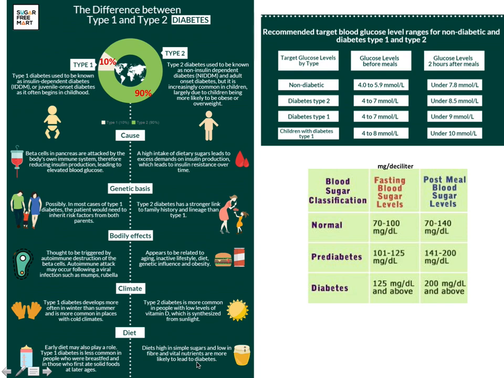Now here in this chart, it is shown what the normal glucose level in the blood should be. In a normal person, the blood sugar level should be 70 to 100 milligram per deciliter during fasting, and after taking a meal it should not go beyond 140 milligram per deciliter. However, in a diabetic patient during fasting the level goes up to 125 mg per deciliter, and after the meal it can reach 200 or more than 200 milligram per deciliter.